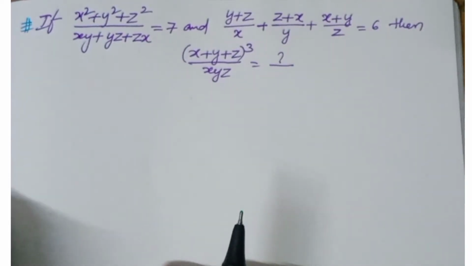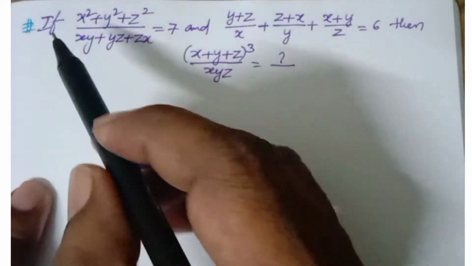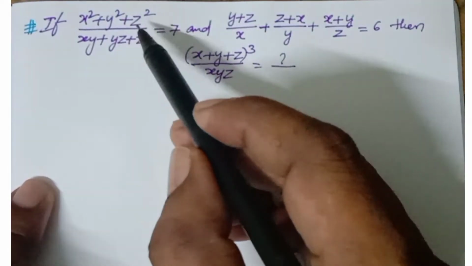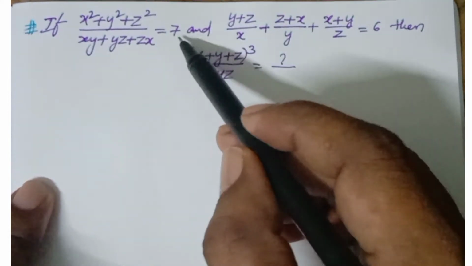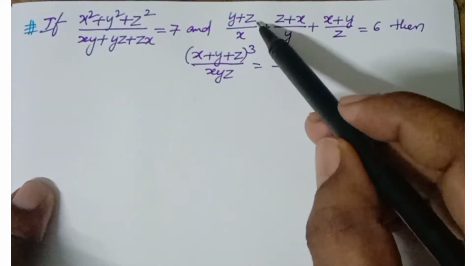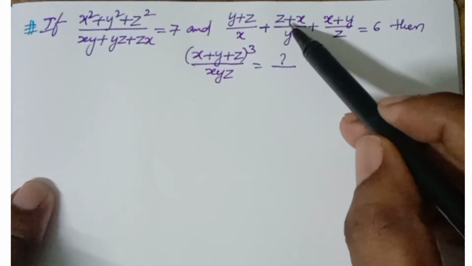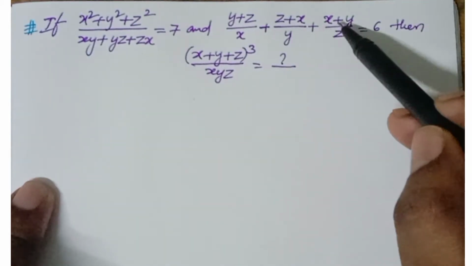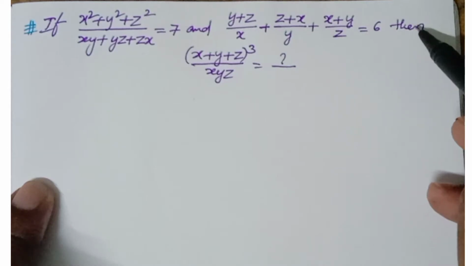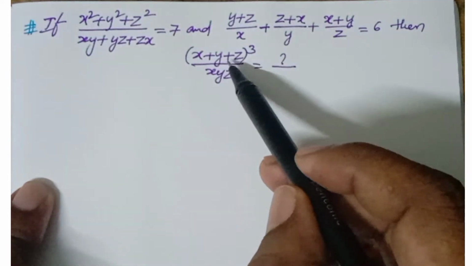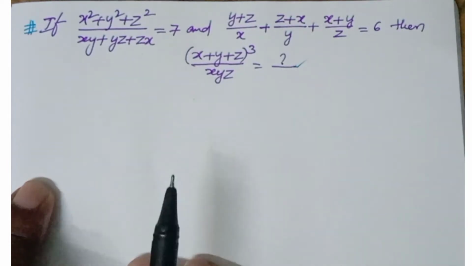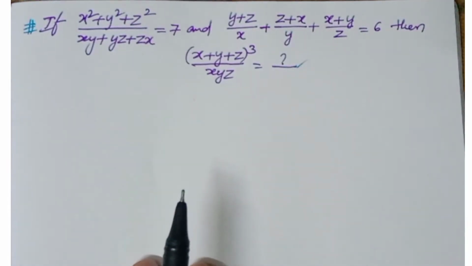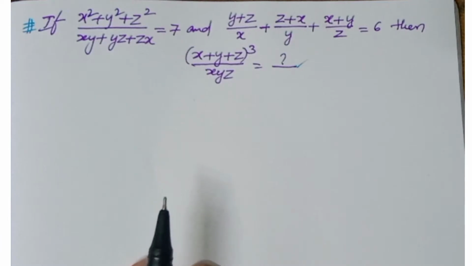This is one question given, an Olympiad question. If (x² + y² + z²)/(xy + yz + zx) = 7 and (y + z)/x + (z + x)/y + (x + y)/z = 6, then find (x + y + z)³/xyz. Pause the video for 10 seconds and think about how to do this problem.